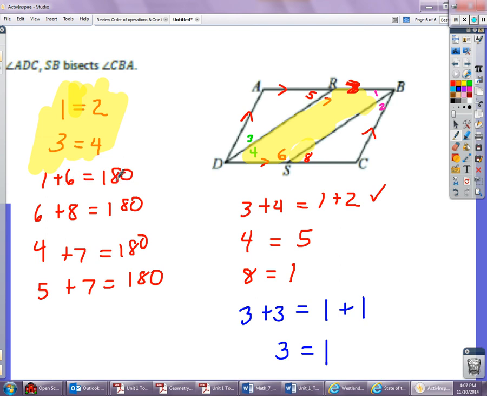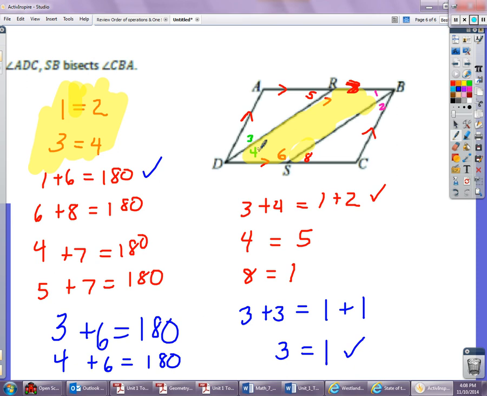All right. Well, how about this? Since 1 plus 6 equals 180, and 1 and 3 are exactly the same, I could pretty much say 3 plus 6 equals 180. I'm using this line right here, and my newfound information that 3 equals 1. Well, remember that 3 and 4 are exactly the same. So instead of 3 plus 6 equals 180, I could substitute in a 4, and I've just proven that 4 plus 6 equals 180. And remember we said in the beginning, if 4 and 6 equal 180, that means angle 4 and angle 6 are supplementary. Well, they're also same side interior angles.